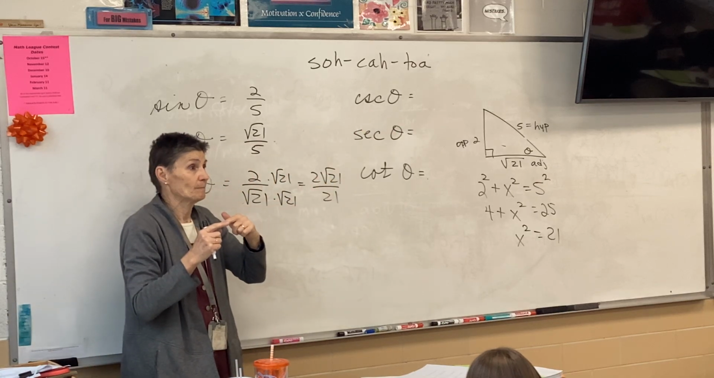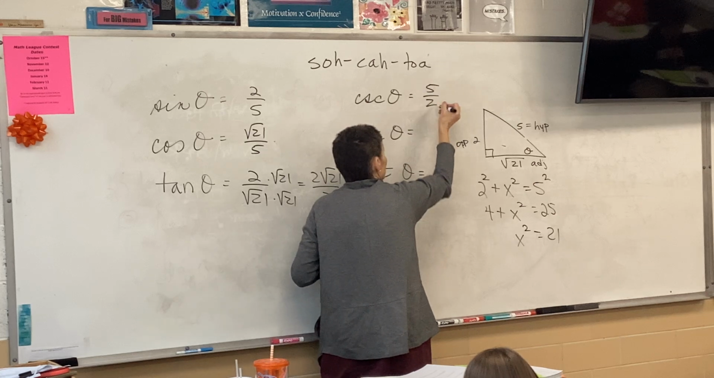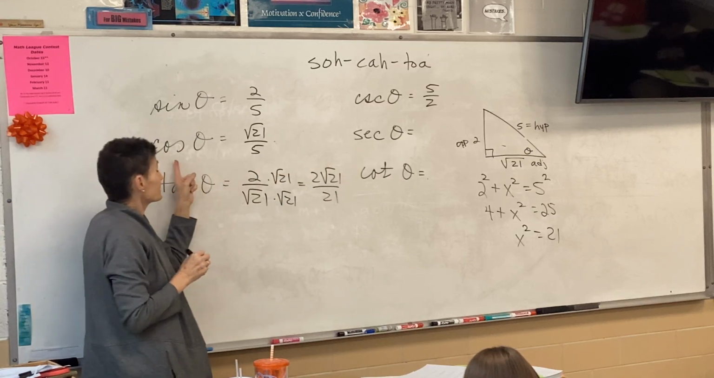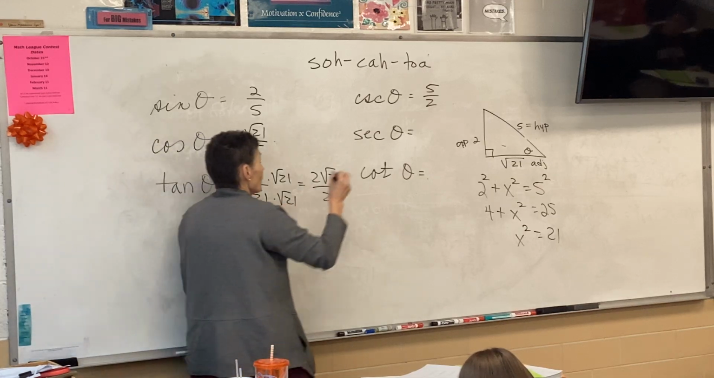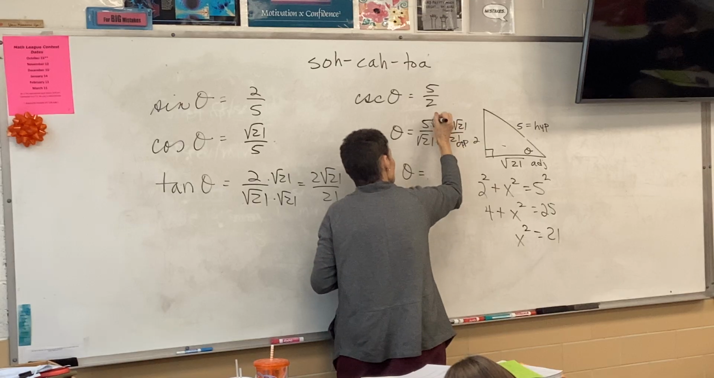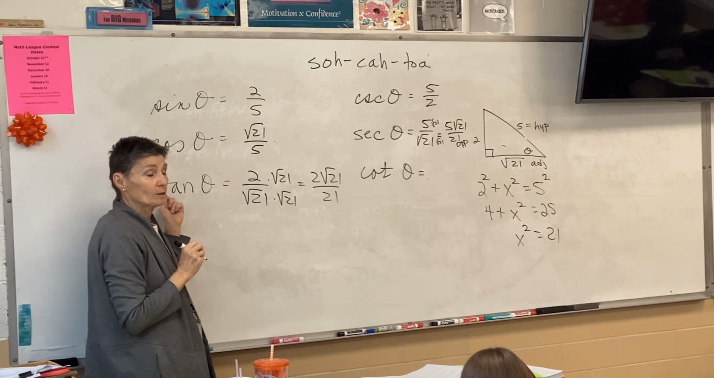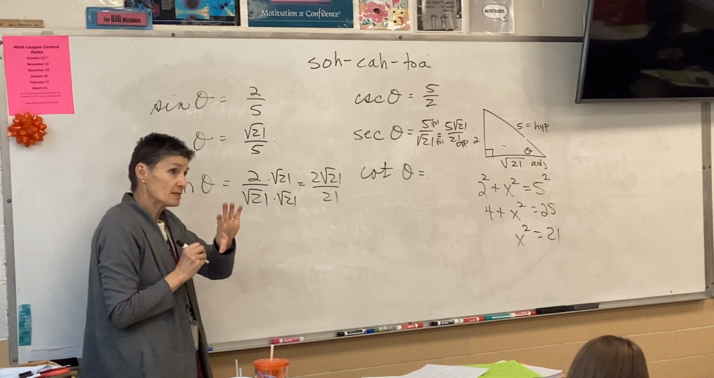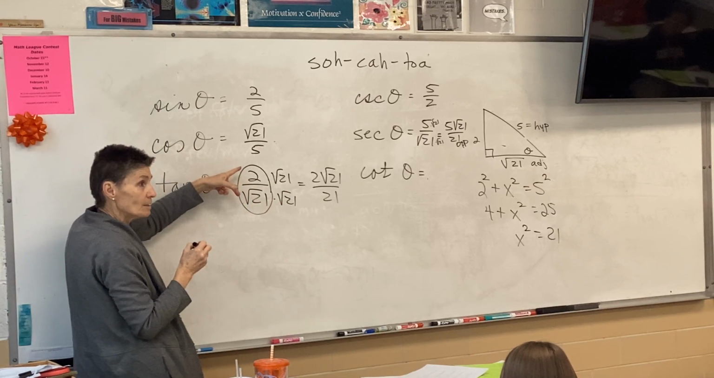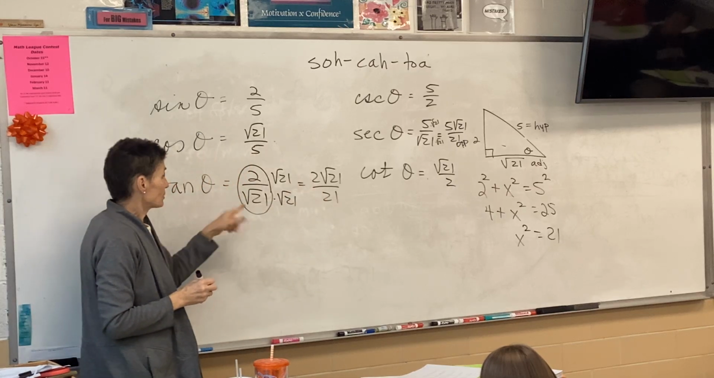Right? Now, to get the other ones, all you have to do is remember that the cosecant is the reciprocal of the sine. So if the sine is 2/5, then the cosecant is 5/2. The secant is the reciprocal of the cosine. So 5 over root 21, or 5 root 21 over 21, if you rationalize it. And then the cotangent is the reciprocal of the tangent. Now, for this one, flip it right here. Because if you flip it here, you're going to get root 21 over 2, which is okay. If you flip it here, you're going to have to clean it up. So flip it right there in that stage.